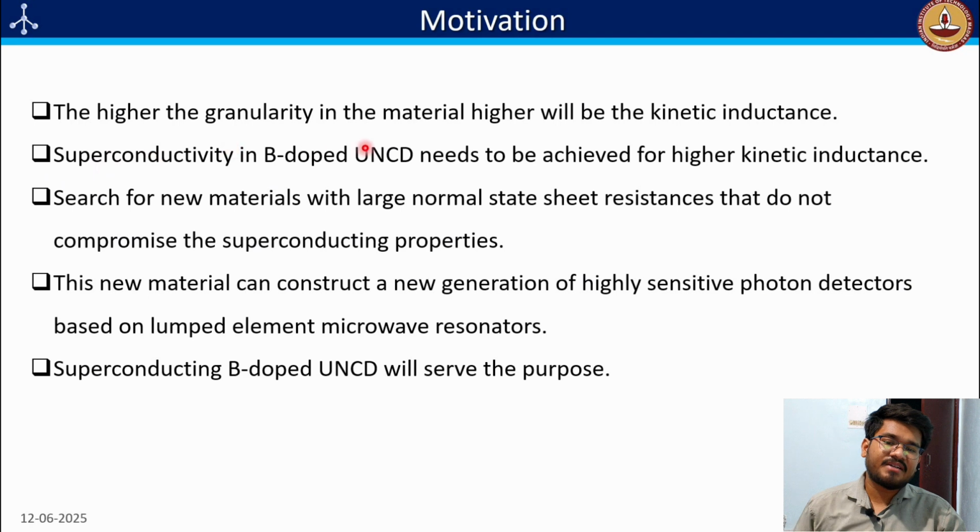Basically, the higher the granularity in the material, the higher the kinetic inductance, and superconductivity in UNCD needs to be achieved for this kind of higher kinetic inductance sample. So there is a search for new materials with large sheet resistances that do not compromise other superconducting properties. For this obvious reason, we want our circuitry to be of lower dimension. We want to achieve higher qubit density over a small dimension, so that we can achieve superconducting devices with these qubits. And superconducting BDD eventually will serve this purpose.